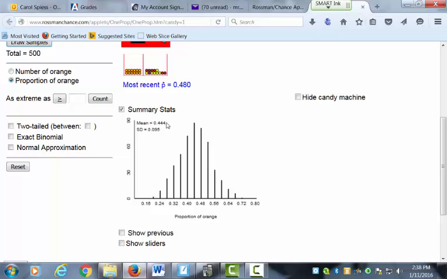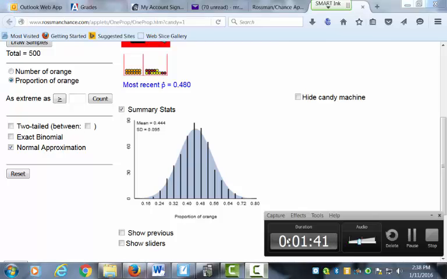The mean of all my sample proportions is 0.444, which is supposed to be close to the actual proportion of 0.45 because it's not biased, it was random. And the standard deviation was 0.095, and it was pretty close to being a normal curve.